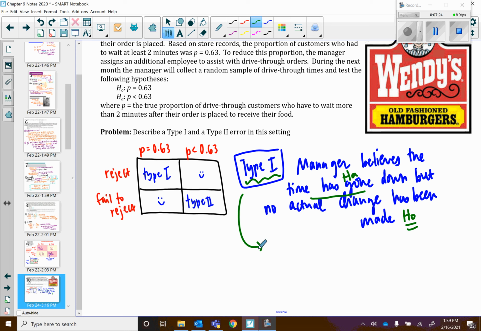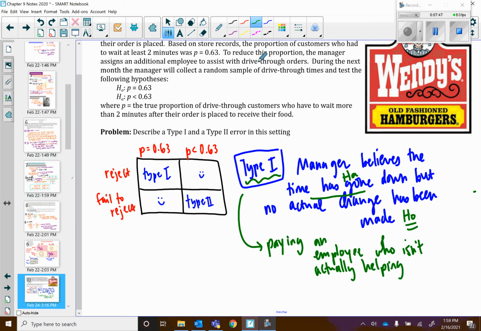What would be the problems of this error? Well, if he thinks that the time has gone down, but it actually hasn't been getting better, then he's paying an employee who isn't actually helping. This is one consequence, right? It's maybe not the only one.